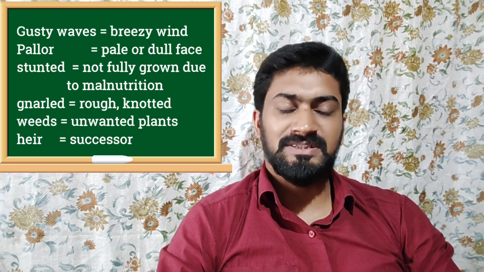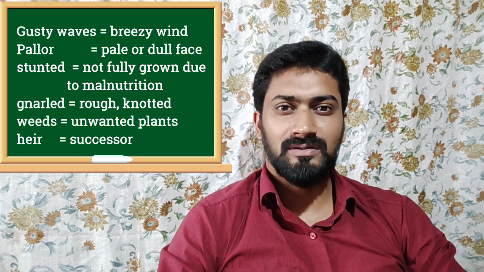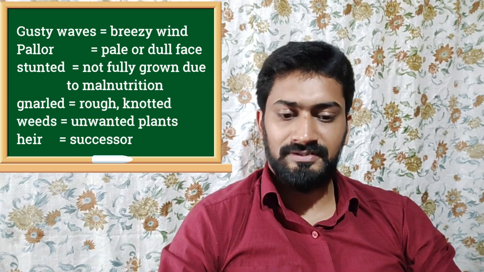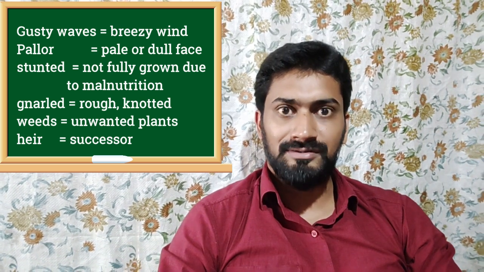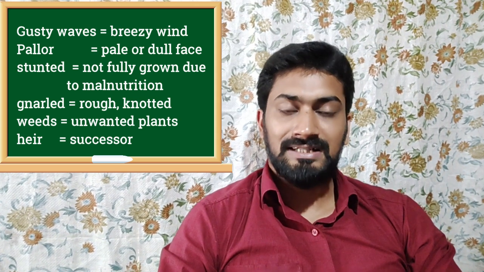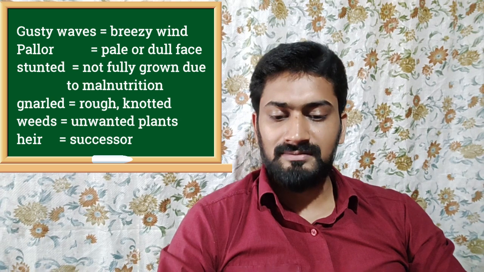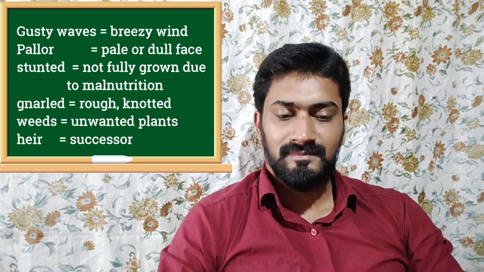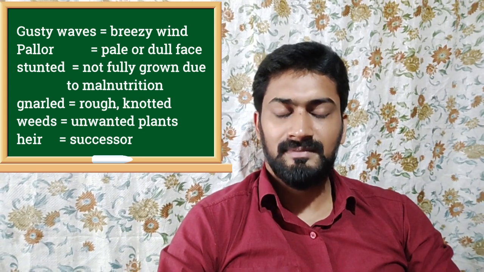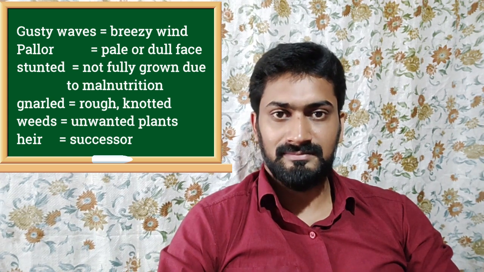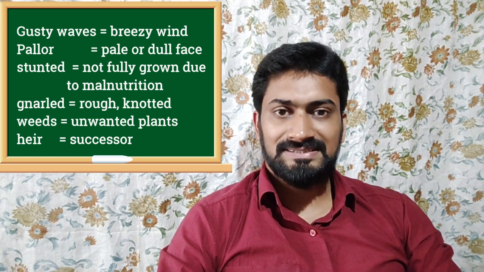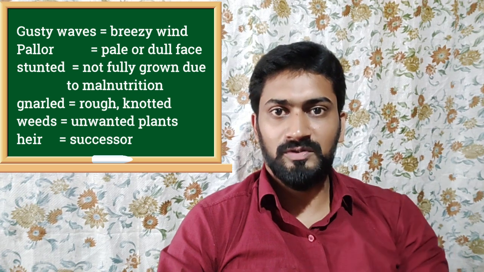Just note down the words' meanings. Gusty waves means a strong breeze or wind. Pallor means a pale or dull face, we can say. Stunted, you may see there, means not fully grown due to malnutrition. Gnarled means rough. Weeds, you may be knowing, are the unwanted plants. Paper-seeming boy means very thin, thin like a sheet of paper. Then heir, H-E-I-R, the H is silent there, means the inheritor or the successor, we can say. So these are some of the words that you will see there.